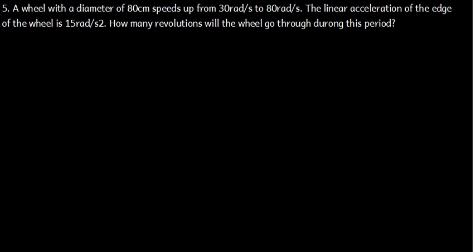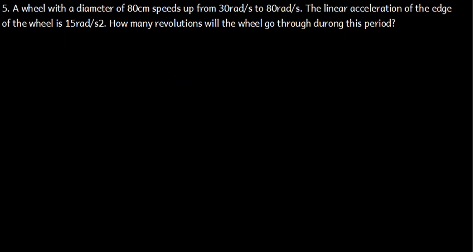Been given another question here. A wheel with a diameter of 80 centimeters speeds up from 30 radians per second to 80 radians per second. Now the linear acceleration of the edge of the wheel is 15 radians per second squared. The question is, how many revolutions will the wheel go through during this period?